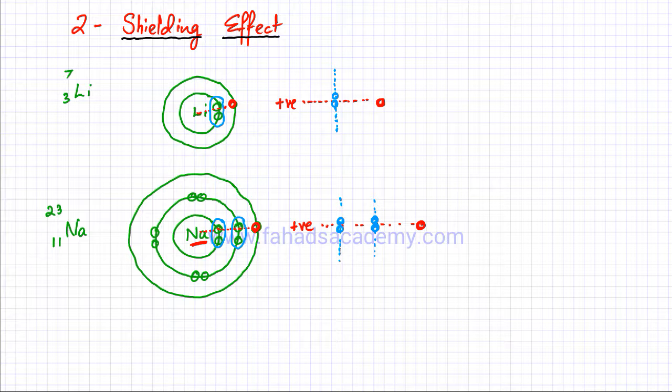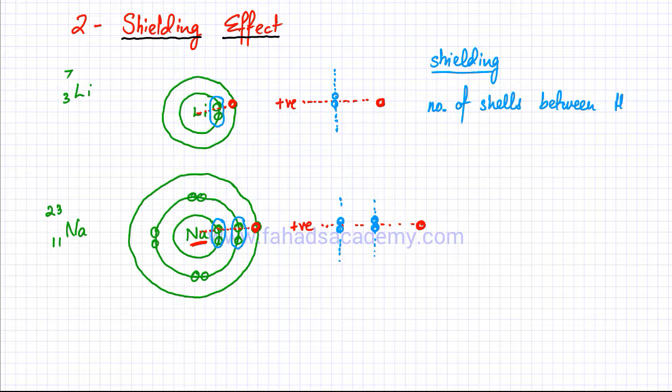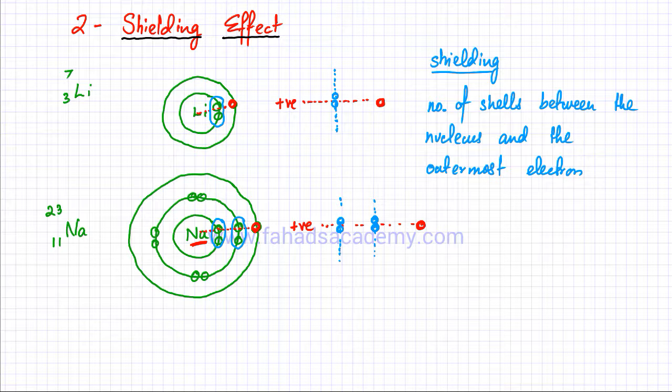So shielding, in simple terms, whenever you talk about shielding, it basically means the number of shells between the nucleus and the outermost electron, or basically the electron that you're trying to remove.